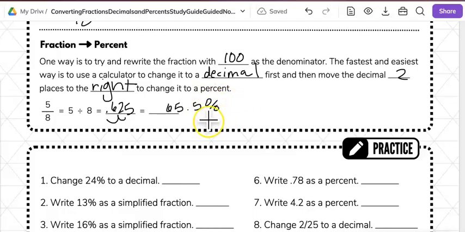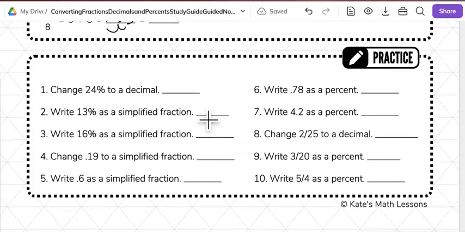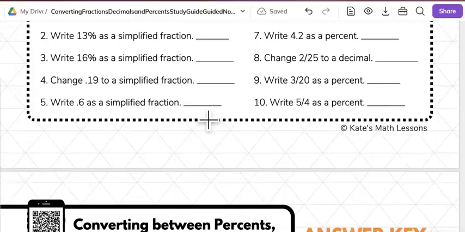Okay, that's really important. Now what you can do is pause the video, go through this part, and then answer the questions, and then I will have the answers, and then if you have any questions from there, you can come and let me know. So pause the video, work these 10 problems, and then I'll put up the answers.